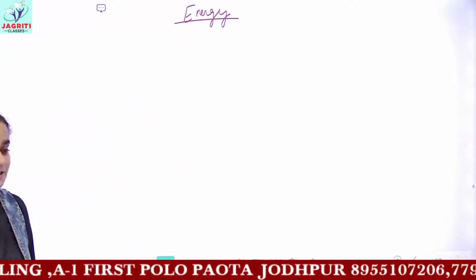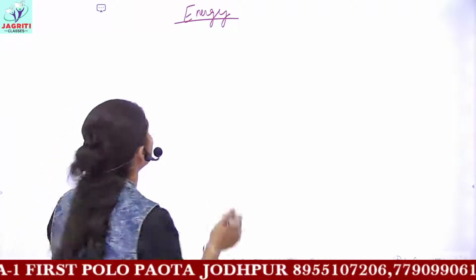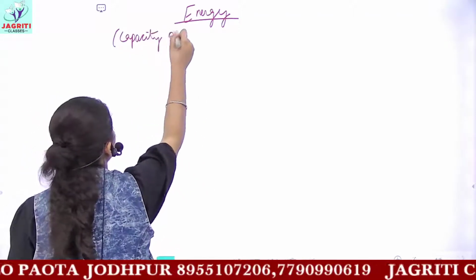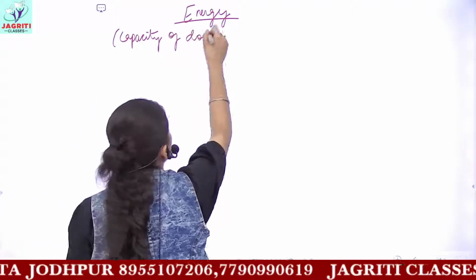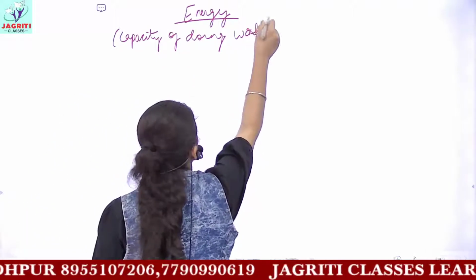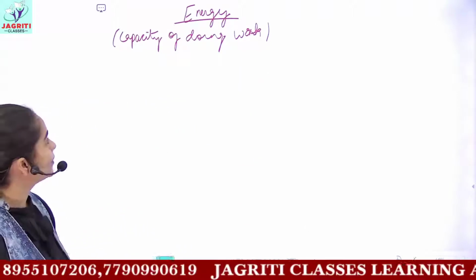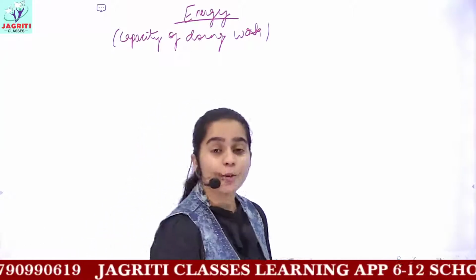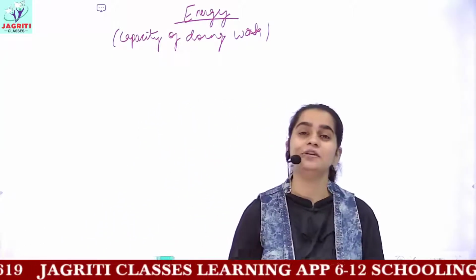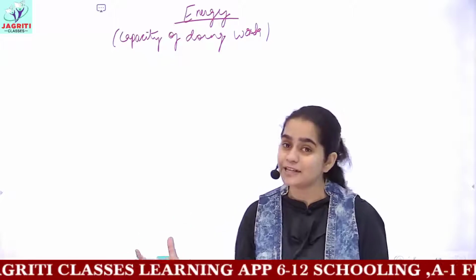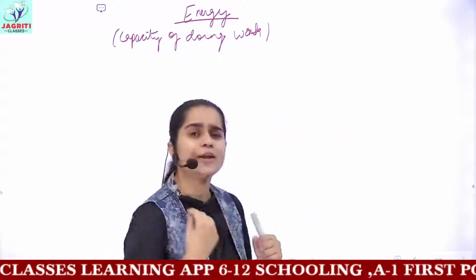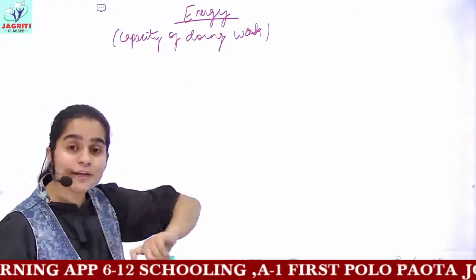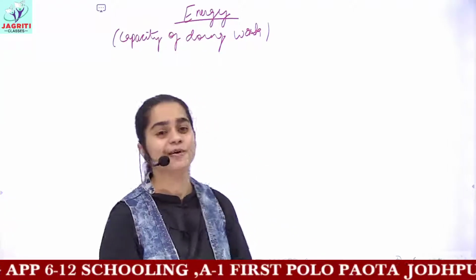So what is energy? If we try to define the term energy, then energy is simply capacity of doing work. Capacity of doing work is called as energy. Okay, whenever we have energy, then only we are able to perform the work. The objects, any of the objects in the universe, if they do not have any kind of energy, then they cannot perform work. So energy is the capacity by which we can perform any kind of work.